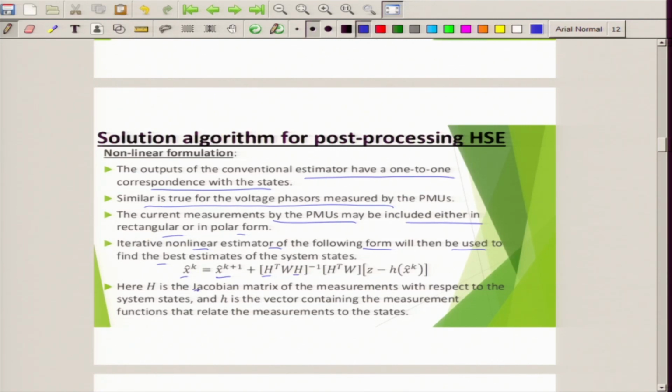H transpose W H inverse. H is a Jacobian matrix of the measurements with respect to the system states, and W is of course the weighted matrix, into Z minus H of x cap k, where H is the vector containing the measurement functions that relate the measurements to the states.